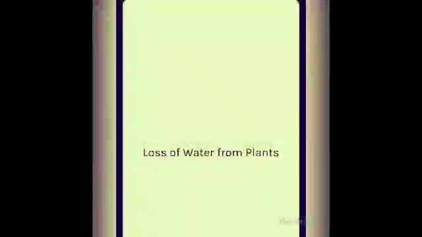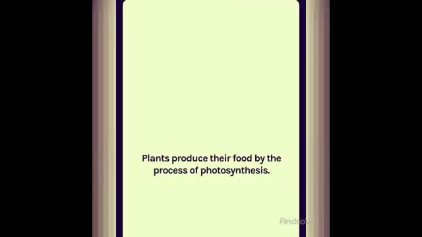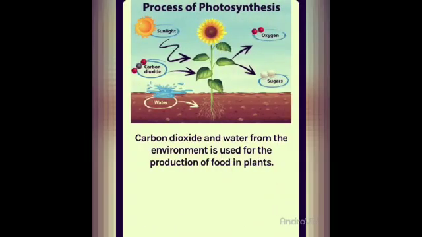Yes children, today we will learn about the loss of water from plants. As we know, plants produce their food by the process of photosynthesis, and carbon dioxide and water from the environment are used for the production of food in plants, as you have already learned in your previous lecture.